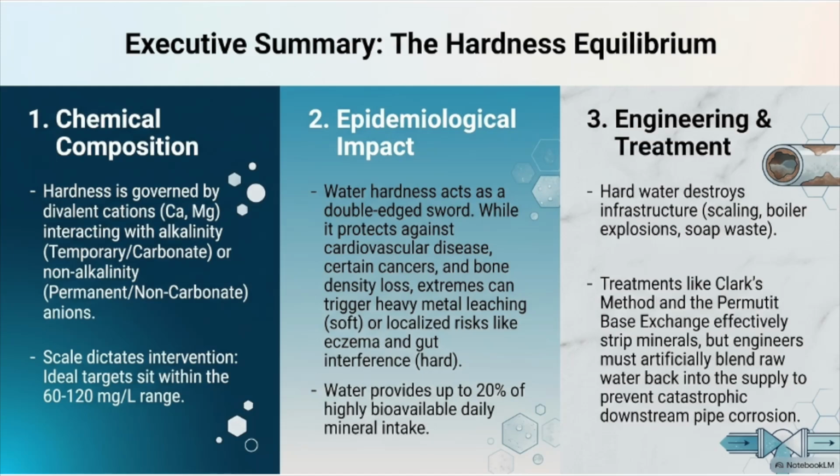Second, epidemiological impact, where water hardness acts as a double-edged sword, protecting against cardiovascular disease, certain cancers, and bone density loss, while extremes can trigger heavy metal leaching in soft water or localized risks like eczema and gut interference in hard water, with water contributing up to 20% of highly bioavailable daily mineral intake. And third, engineering and treatment, where hard water can destroy infrastructure through scaling, boiler explosions, and soap waste, while treatments like Clark's method and the Permutit base exchange effectively strip minerals. Though engineers must artificially blend raw water back into the supply to prevent catastrophic downstream pipe corrosion.